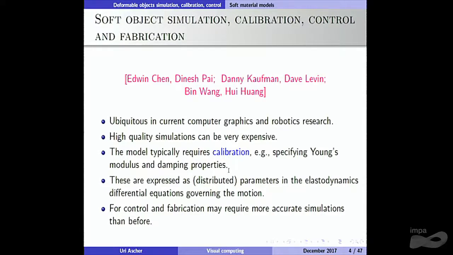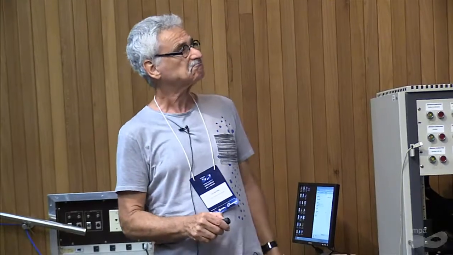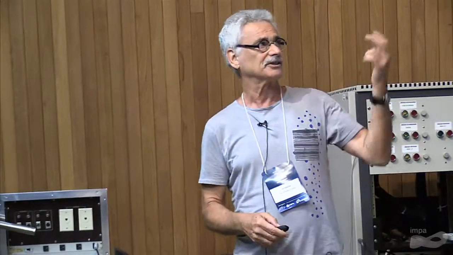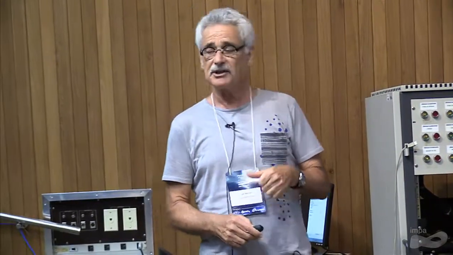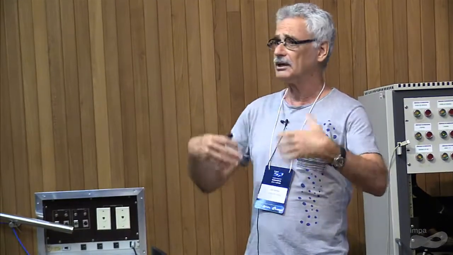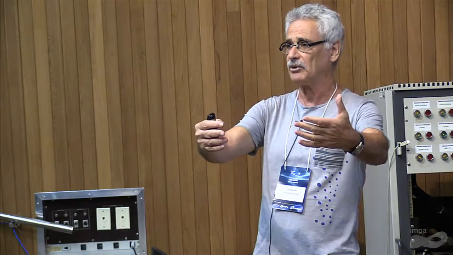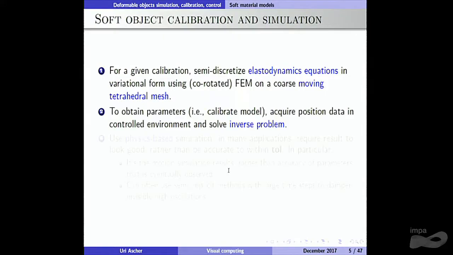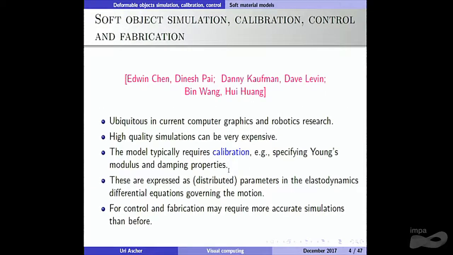So it's not only in computer graphics, also robotics. You need soft touch in robotics, so you have a similar kind of soft body interaction. And it turns out that high-quality simulations can be very expensive. There's a huge literature on this. And sometimes you need to calibrate the model. That leads to inverse problems: how to calibrate the model. Basically what you have is elastodynamics equations, and you need to simulate those equations either in the forward sense or in order to find parameters.